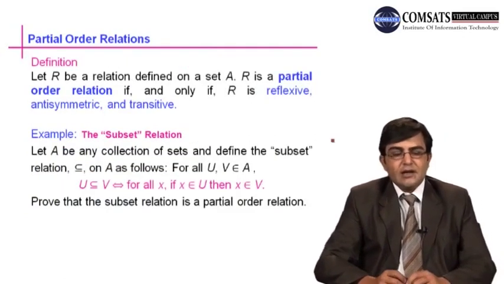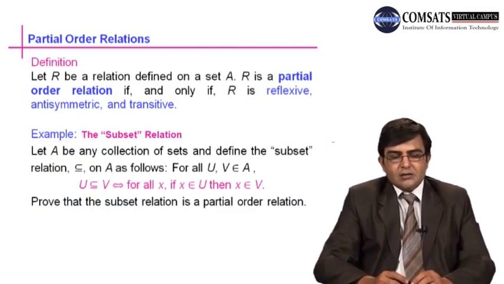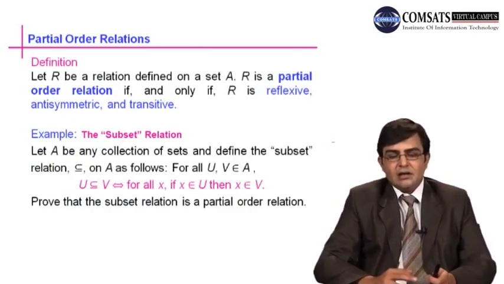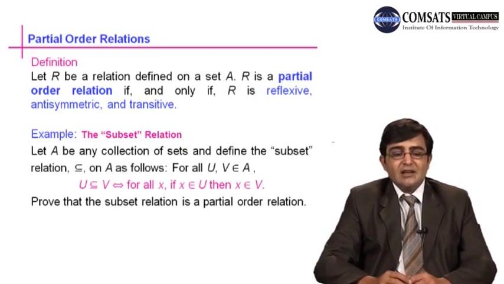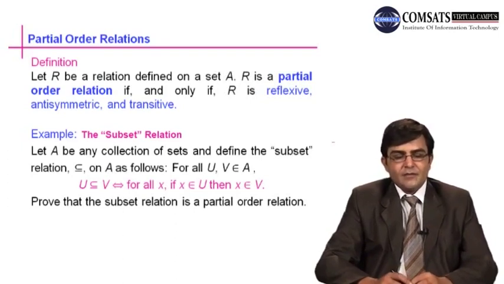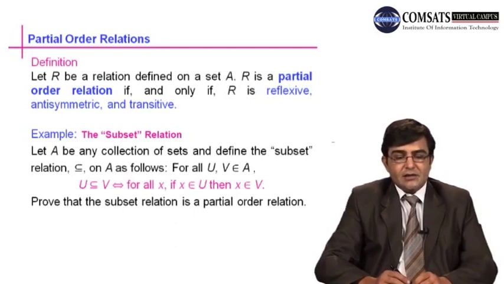Now we are going to study the partial order relations. A relation R is said to be an equivalence relation if it is reflexive, symmetric and transitive. A relation R is said to be a partial order relation if it is reflexive, antisymmetric and transitive. What is antisymmetric? We have studied it in the previous lectures.